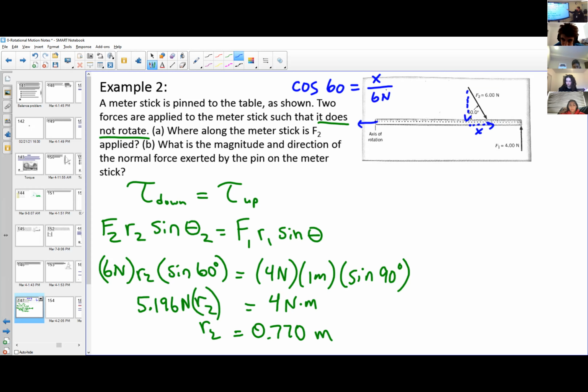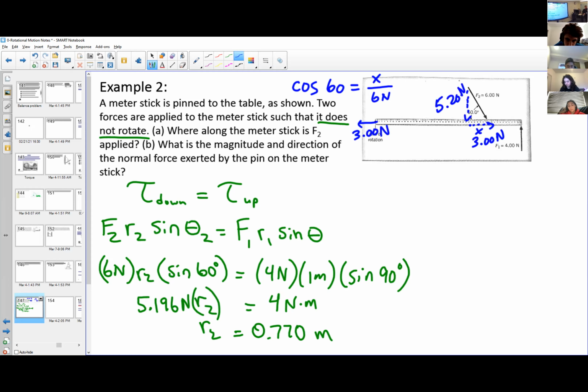Anybody have a number? It's 3 newtons. So it has a component that way of 3 newtons. But it also has a vertical component. I can use sine to find the vertical component. Anybody find that vertical part? It's 5.196. All right, we'll just go 5.20 for now, just round that off.